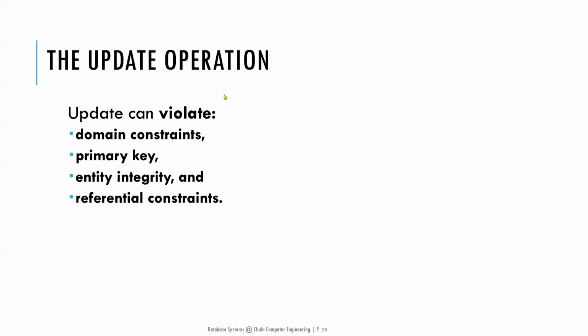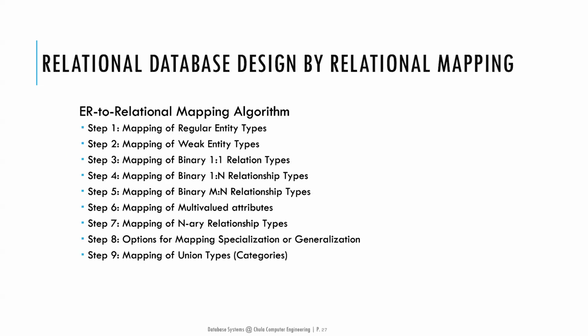Now, for the update operation, it can violate any of these because you probably change the domain, or your primary key might be null, which violates entity integrity. You remember entity integrity, right? You have to have the key, and the primary key cannot be null. Then the referential constraint says that a foreign key linked to the primary key cannot be null as well.